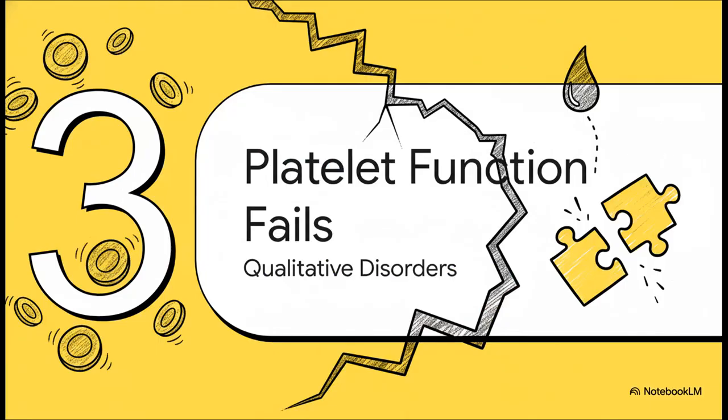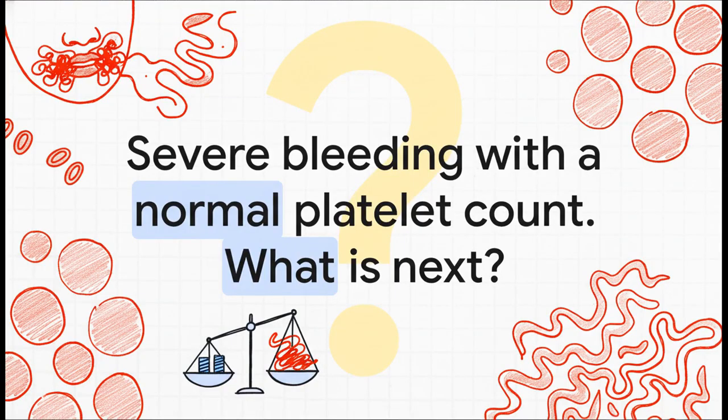All right, let's pivot to a new puzzle. What happens when the quantity of platelets is totally normal, but the patient still has a severe platelet-type bleed? This is what points us away from a quantitative problem and straight towards a qualitative or functional defect. Okay, so here's our second case, severe mucosal bleeding.